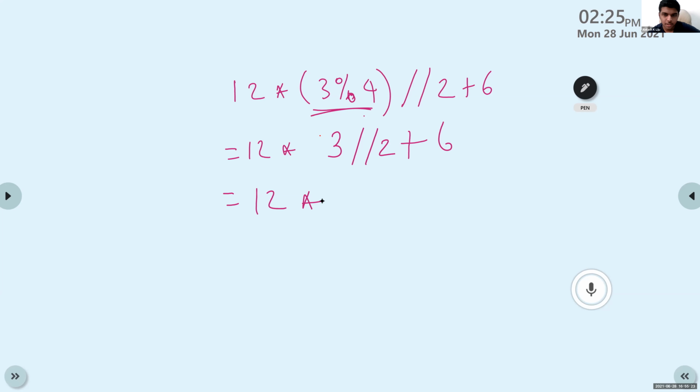Wait, we're supposed to do multiplication first, right? What is 3 floor division 2? Floor division represents the result without the remainder, only the integer part, without using the fractional part. We are representing only the integer part. That is the function of floor division.